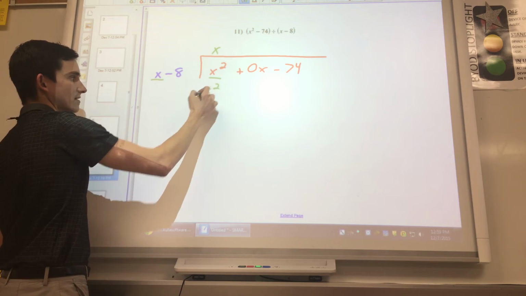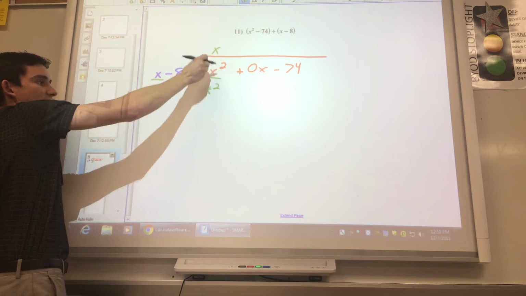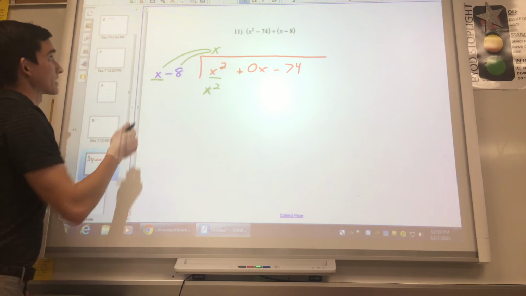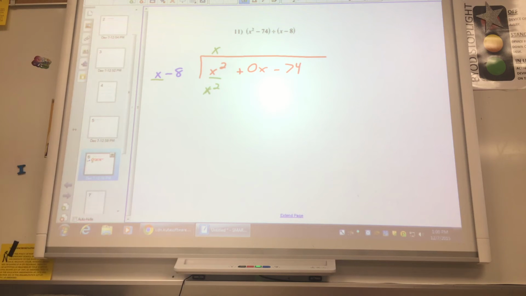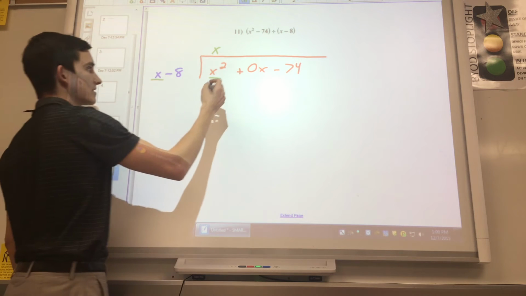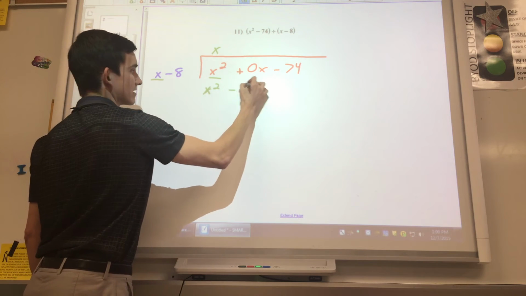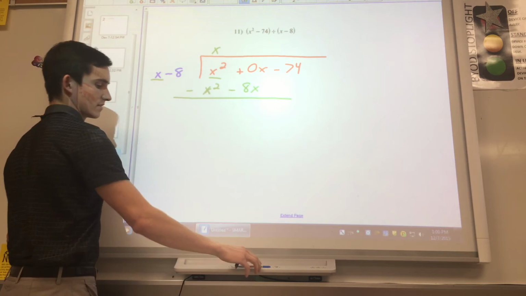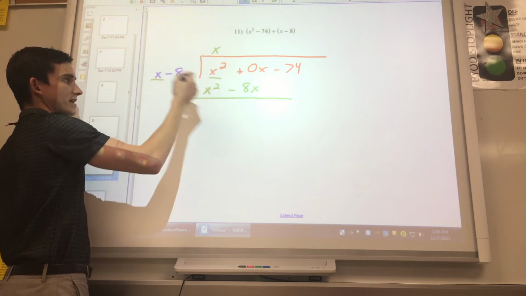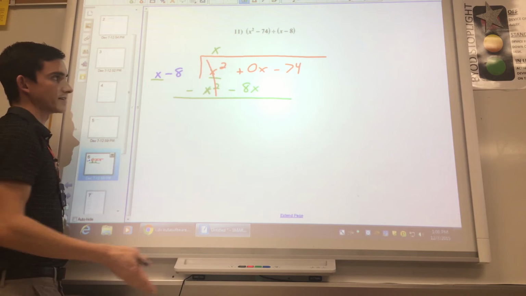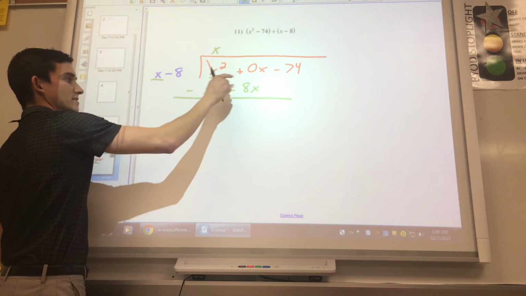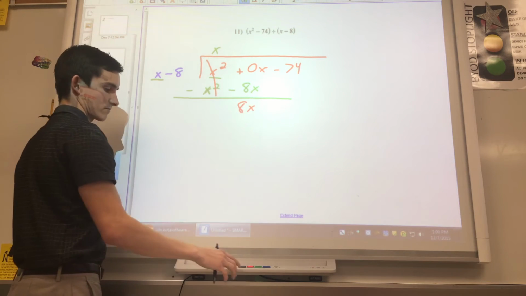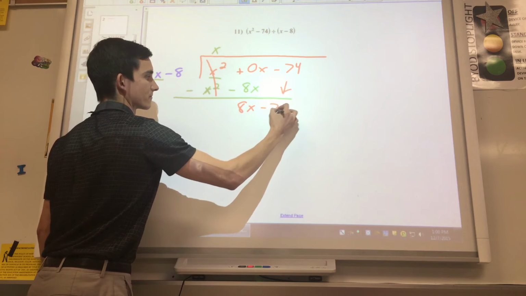And the whole reason that's all that matters is because now we want to subtract these in a second so they cancel out. So there's x times x, now x times negative 8. Don't forget the negative 8. I don't know why, but last year tons of people were forgetting negative 8. So x times negative 8 is going to be negative 8x. All right, subtract them. The whole reason we wanted x times x to be x squared is so that these would cancel. Now those are done. 0x minus a negative 8x is plus 8x, is 8x. Bring down this negative 74.